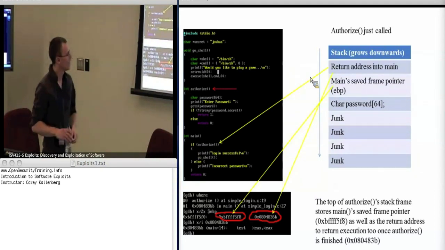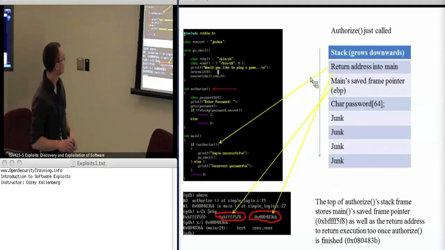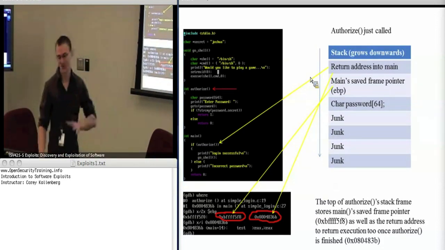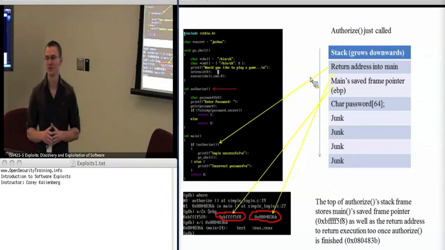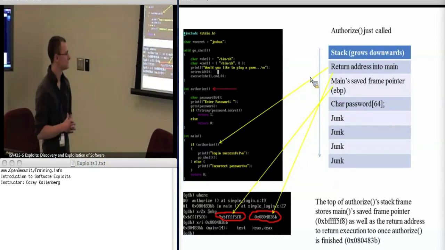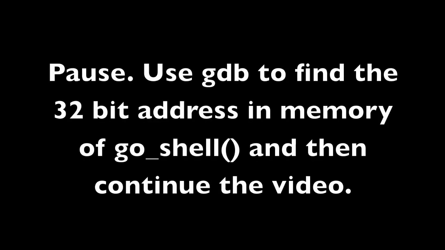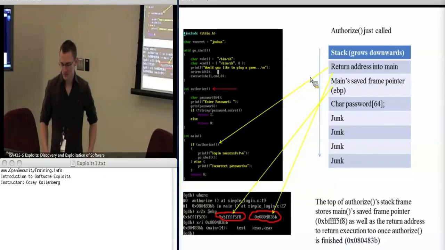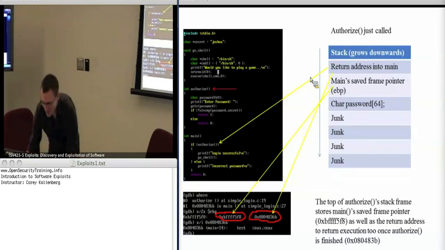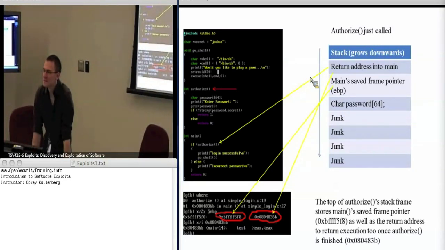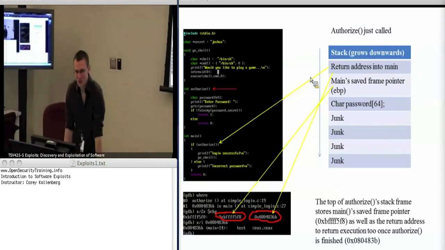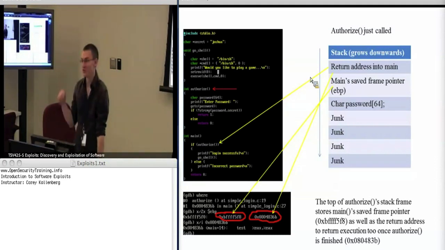At this point, I want you guys to try to find out what the address of go shell is. So what is the actual hexadecimal address that we should overwrite the return address with? So let's see how everyone's doing with the debugger. Let's see if you can get that address for me. Okay, so everyone got that same address? And that's basically go shell plus zero, the very first instruction.